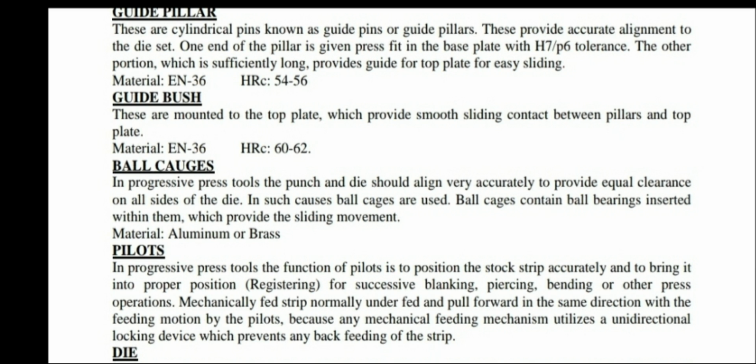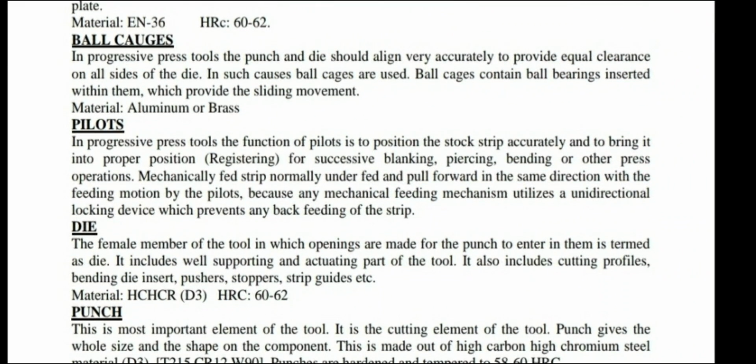The next part is the die. The die is a female member of the tool in which openings are made for the punch to enter into them, and is termed the die. It includes well supported and actuating parts of the tool. It also includes cutting profile, bending, die inserts, pushers, stoppers, strip guides, etc. The material used is HCR D3 and Rockwell hardness number is 60 to 62.